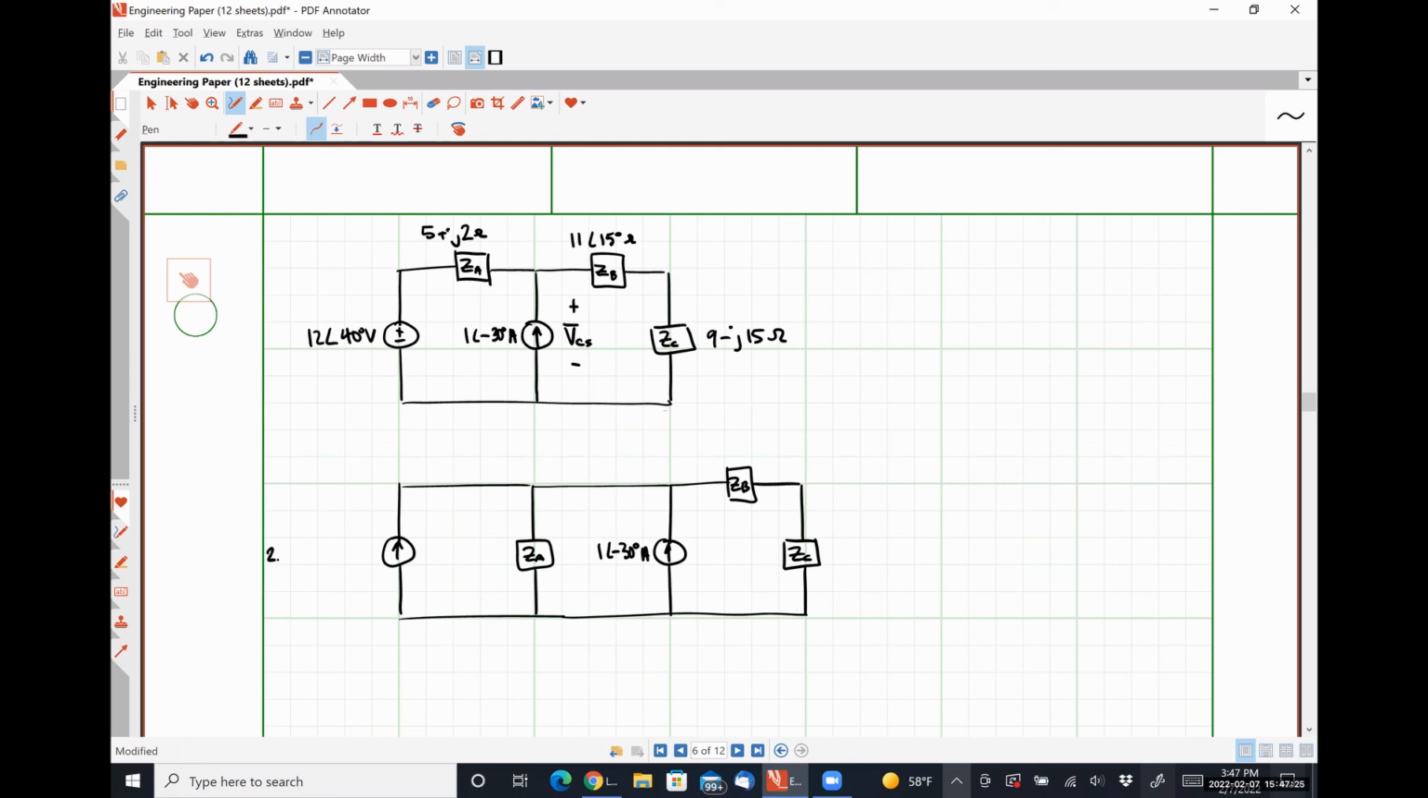Which I get to be 2.228 with an angle of 18.199 degrees amps. We're looking for this quantity here. So how do we get it? You need to add them because they're in the same direction, right?